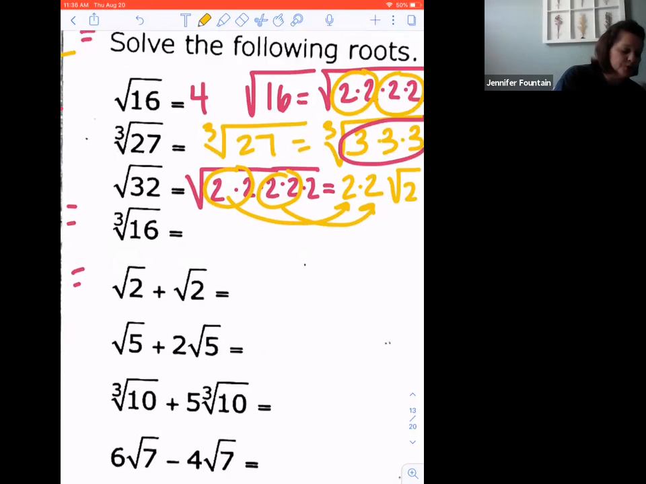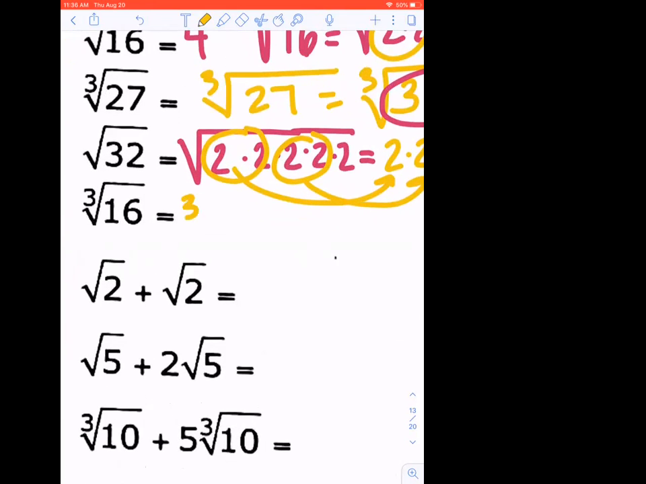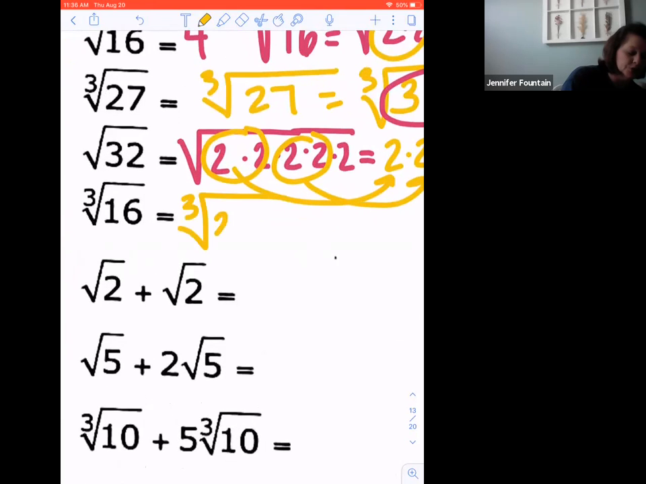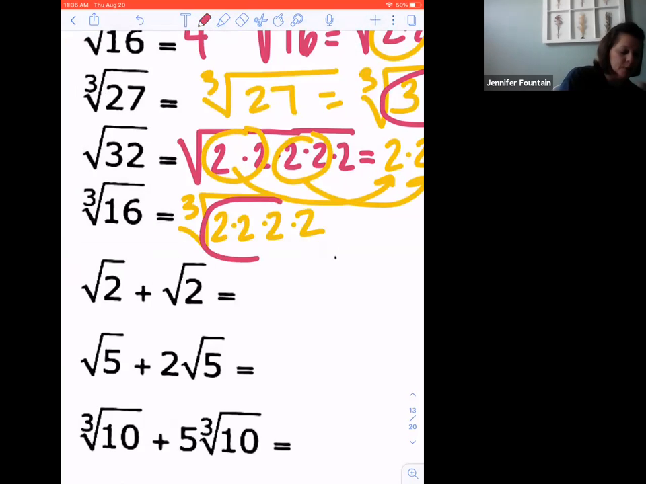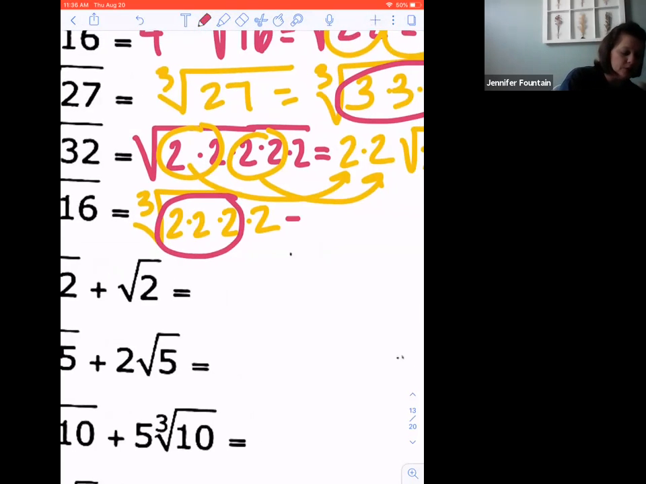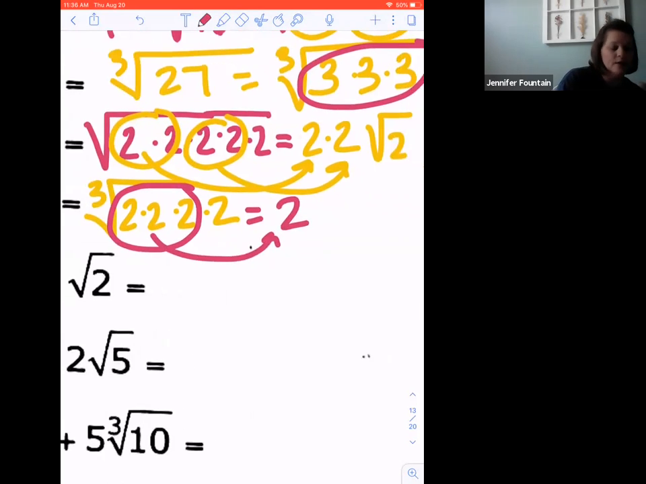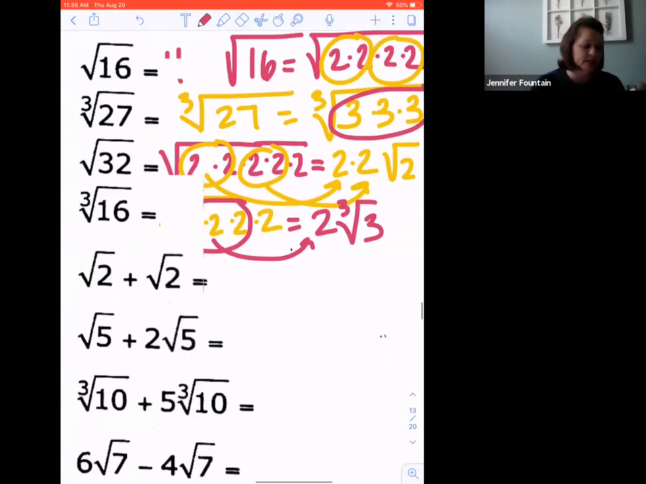Alrighty, now we're doing the cubed root of 16. So the cubed root of 16, we said that 16 will be 2 times 2 times 2 times 2, because 2 times 2 is 4, 4 times 2 is 8, and 8 times 2 is 16. My index is 3. So I've got to have 3 buddies for one whole number to come out. So I'm able to bring out one whole number 2. I have a cubed root of 2 left over that can't come out from under the radical. Okay. So that's simplifying.